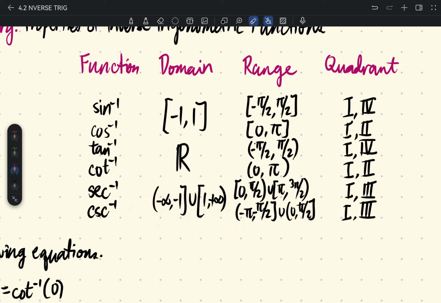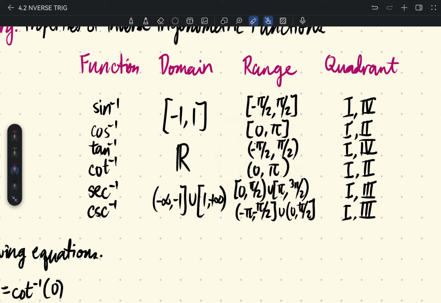As for the range, the ones with similar ranges are sine inverse and tangent inverse, then cosine inverse and cotangent inverse. The difference right here is that for tangent inverse and cotangent inverse, you're just considering open intervals, since at the endpoints, your tangent and cotangent are undefined.